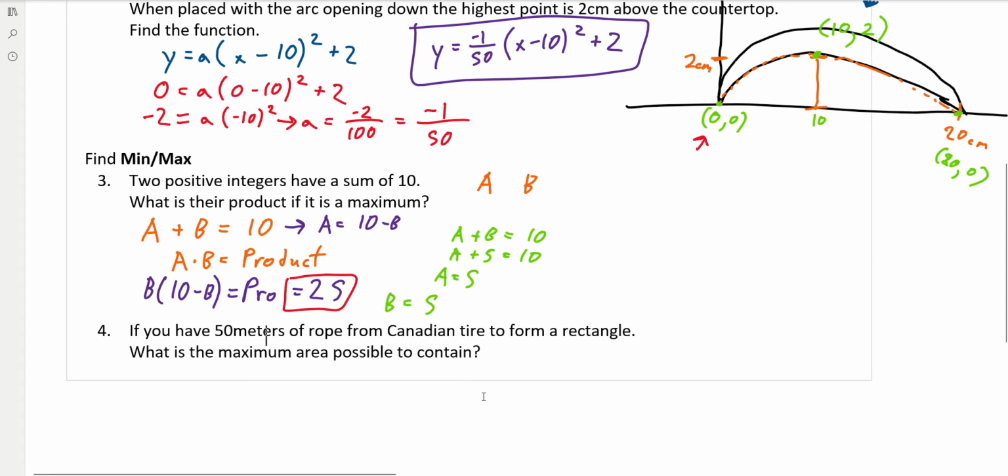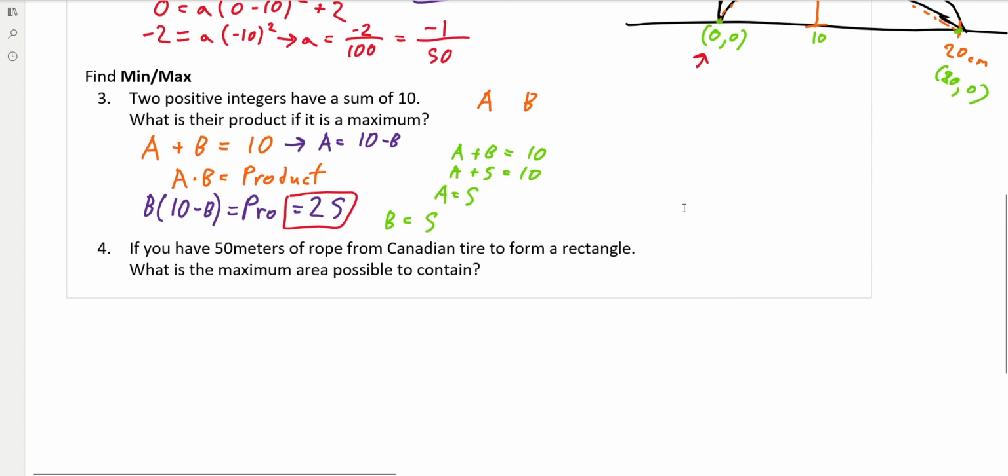If you have 50 meters of rope from Canadian Tire and you want to form a rectangle, what is the maximum area possible to contain? So a similar sort of question, and hopefully you have seen the one from the note pack. But basically, we need to make two equations.